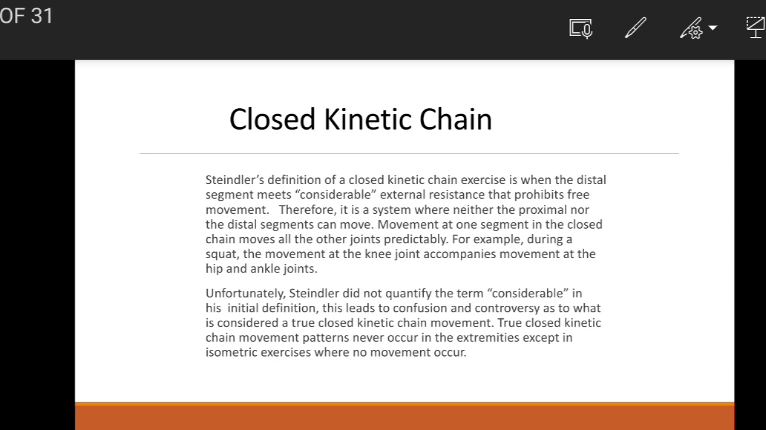So today we'll discuss the next part of the kinetic chain exercises, that is closed kinetic chain exercises. Closed kinetic chain exercises is when distal segment meets considerable external resistance, which prohibits free movement. So it is a system in which neither the proximal nor distal segment can move. Movement in one segment in closed chain moves all the other joints predictably. Like during squat, the movement at knee joint accompanies the movement at the hip and ankle joint.